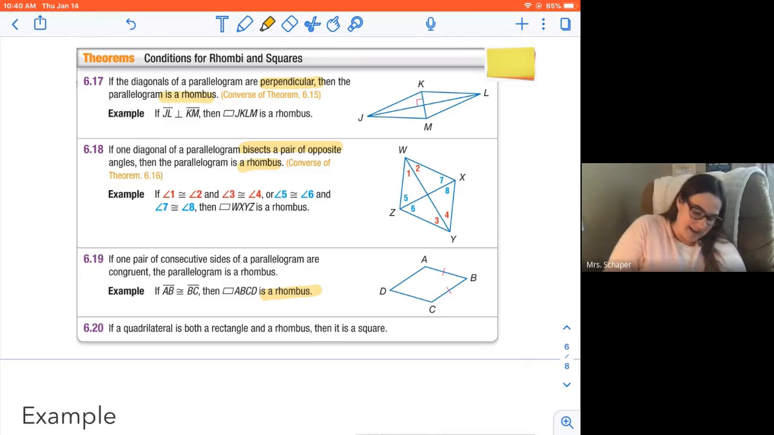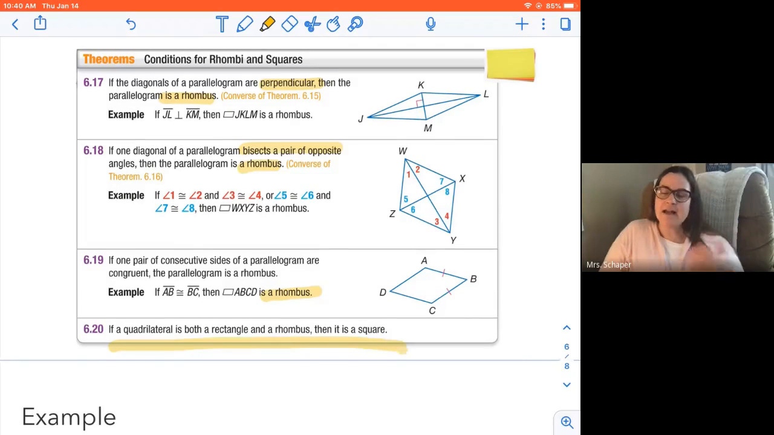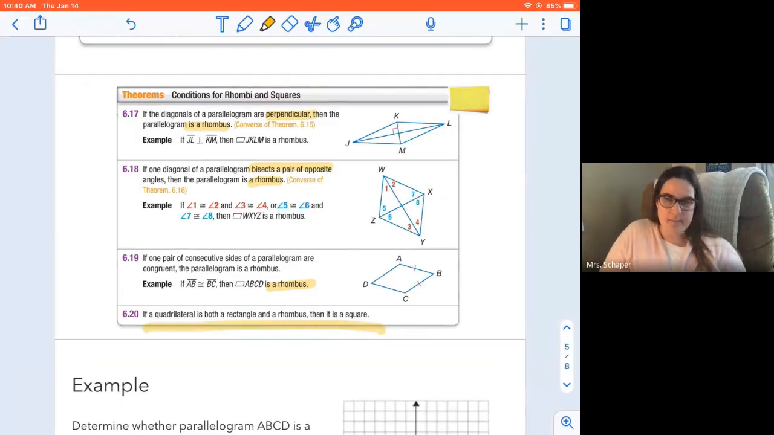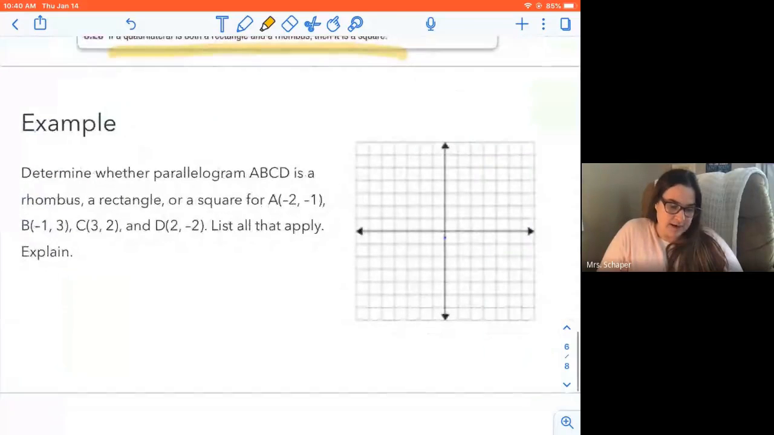And then I like this last one. If a quadrilateral is both a rectangle and a rhombus, then we call it a square. Right? So good information. Some of this you've heard before, but again, it's good to bring it back. It's always good to just kind of spiral it back a little bit. All right, so determining whether it is a rhombus, rectangle, or square.